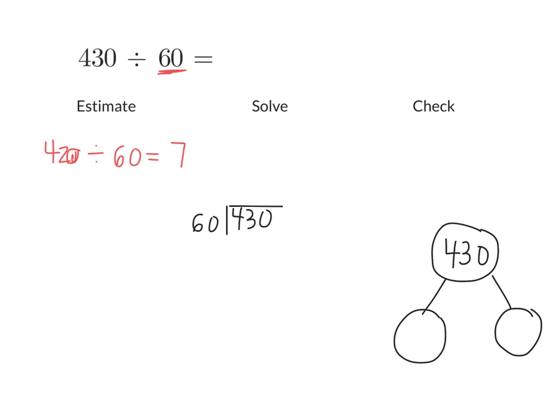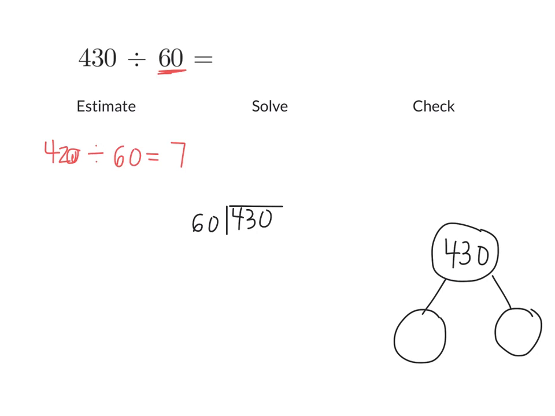Now, Dad comes along to divide. The nice thing is Dad can always use your estimation to help you. Okay, I have 4. Can I divide 4 by 60? No. Okay, let's regroup. Can I divide 43 by 60? No. Still too small. Can I divide 430 by 60? Yes. So where will my quotient be written? Over the hundreds, the tens, or the ones? Ones. Very good. Do you see how that's very important?